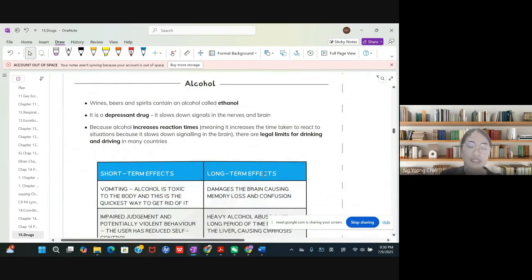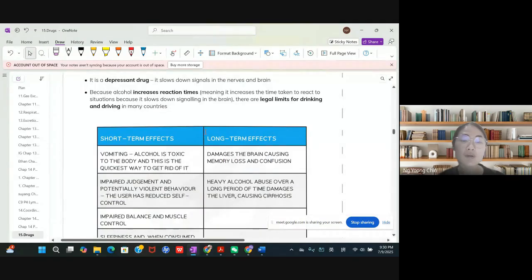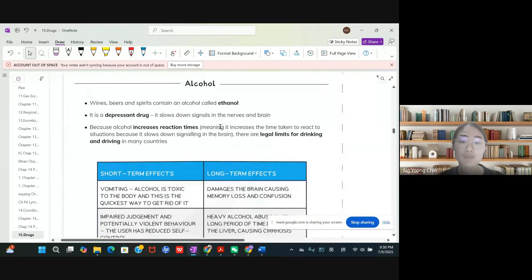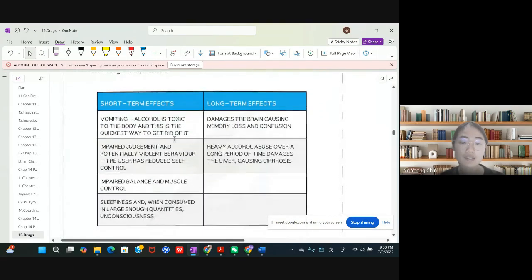Okay, so another thing is, now how about alcohol? Alcohol is just very simple. Alcohol can bring a lot of bad effects to yourself, right? Those effects are being able to vomit, or impaired adjustments, or impaired balance and muscle growth. So don't drink, okay? You still can drink, but you can control yourself.